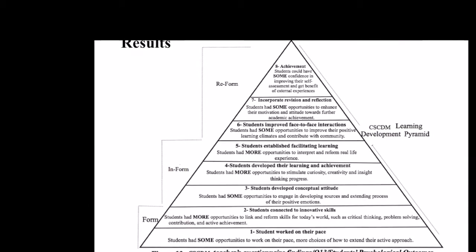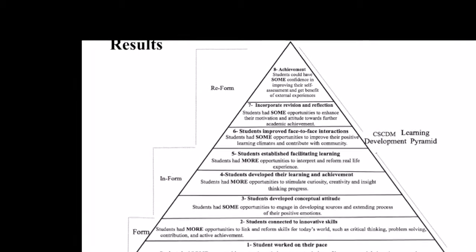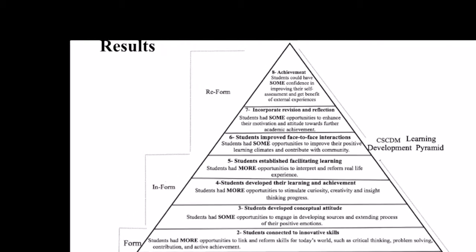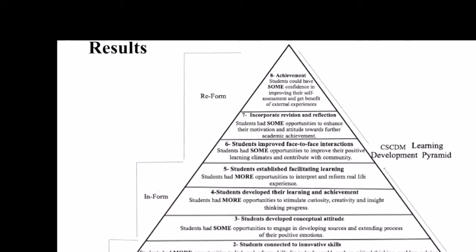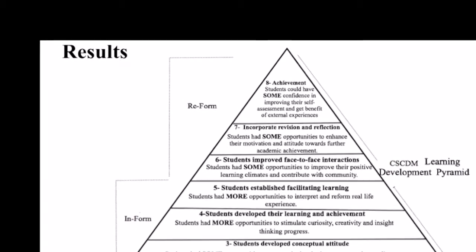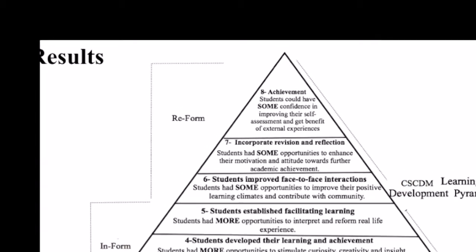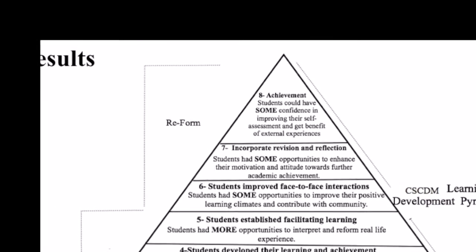The teacher's questionnaires highlighted the students' psychological outcomes as shown in the CSCDM learning development pyramid. The outcomes are listed based on the CSCDM 3 phases: form, inform, and reform.